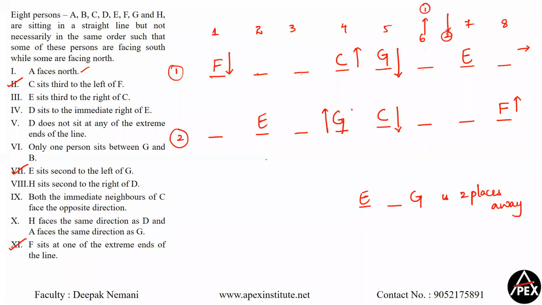Now which statement should I consider? 10th statement. So we have considered 3 also. 10th statement: H faces the same direction as D. We do not have D or H, and we do not have A. So I won't be considering the fourth statement. Fourth statement: D sits to the immediate right of E. So you will be having 2 cases here. Both the immediate neighbors of C face the same direction.